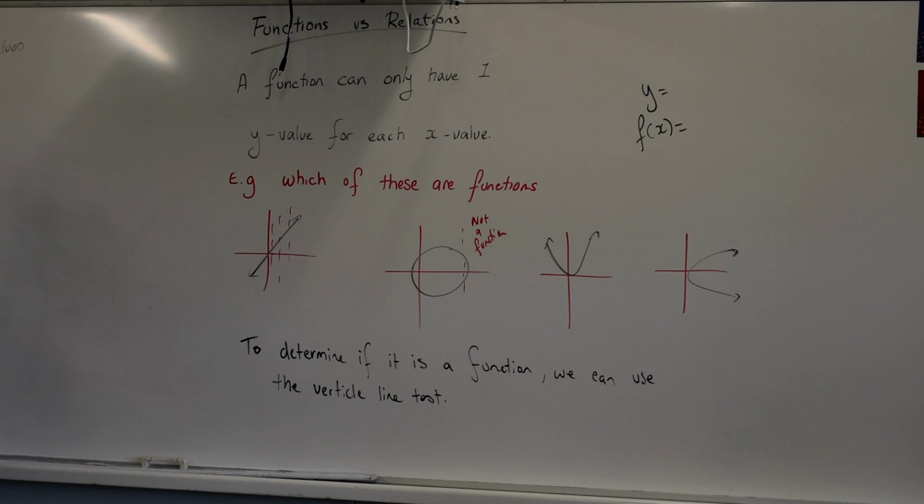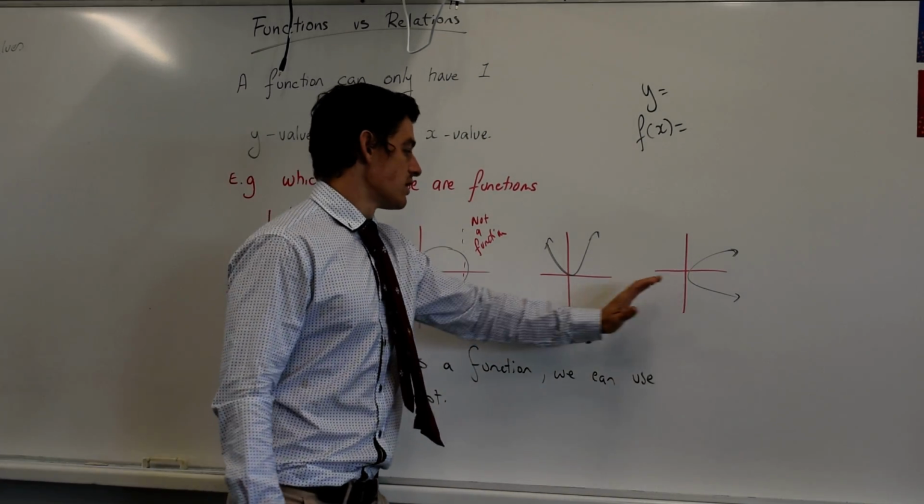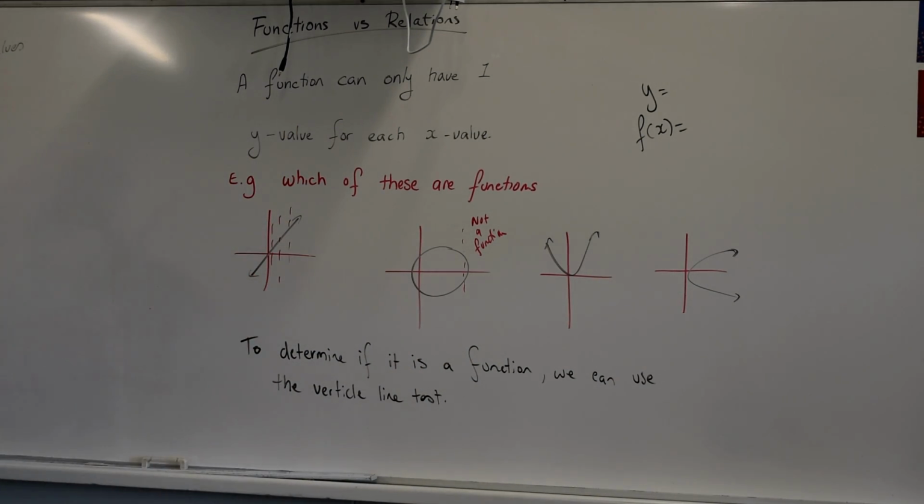The first, the second, the third, or the fourth, not a function. Which one of those graphs might that match? The fourth one. Looks very similar to y equals x squared, doesn't it? But it's just been turned over. So that's an example of a relation, whereas these two are examples of functions. Clear? Good.